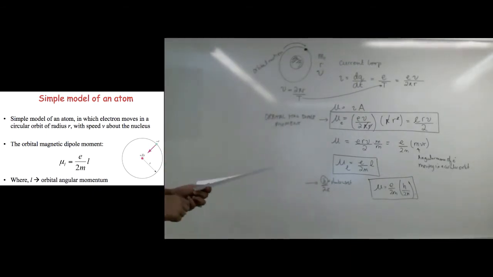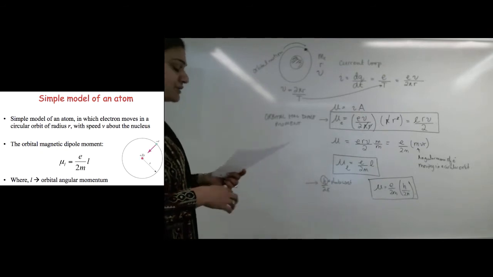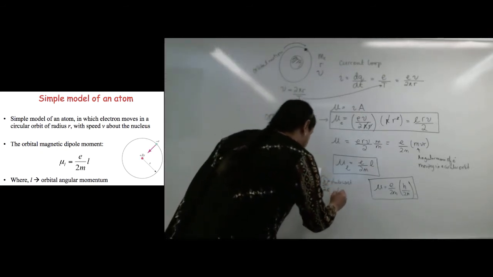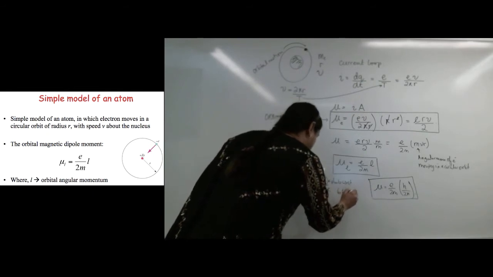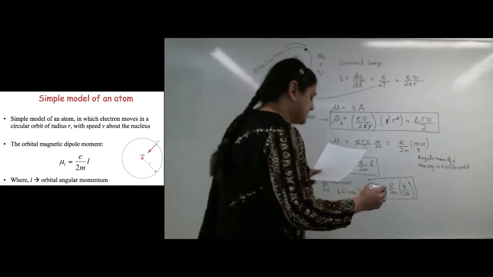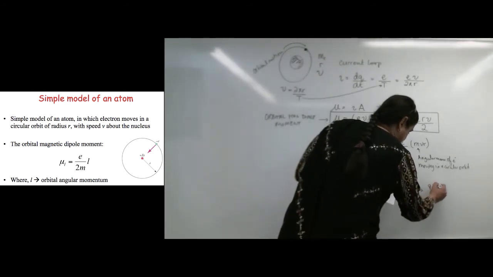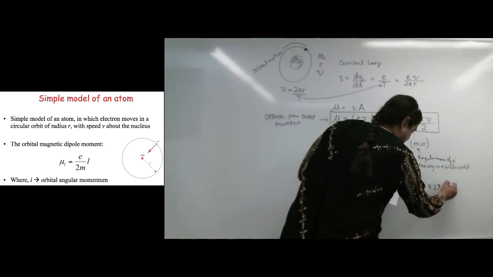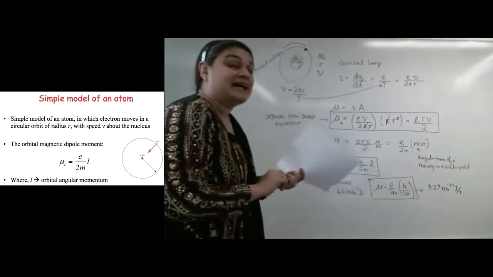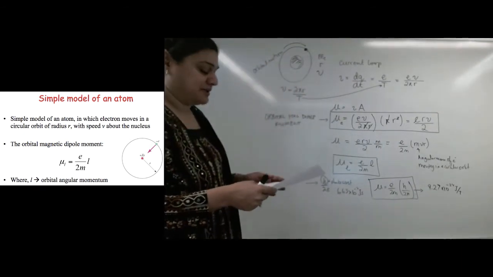And if you were to plug in the values for all of these, like the charge of an electron, h, the Planck's constant, whose value is 6.63 times 10 to the minus 34 joule seconds, and the mass of the electron, you will find that this comes out to be 9.27 times 10 to the minus 24 joules per Tesla. And that is what I pretty much said in the last video.